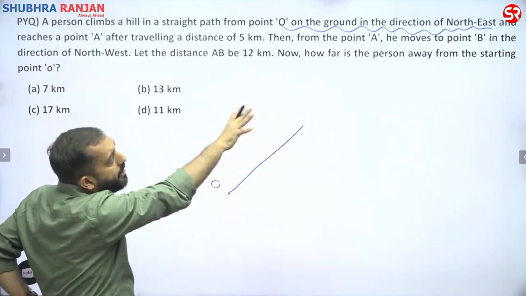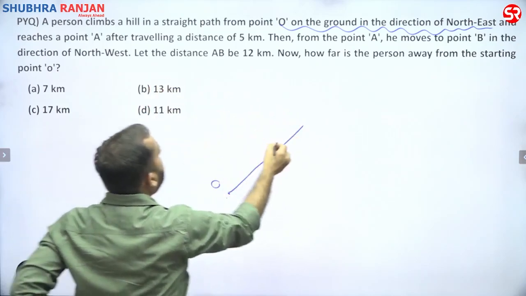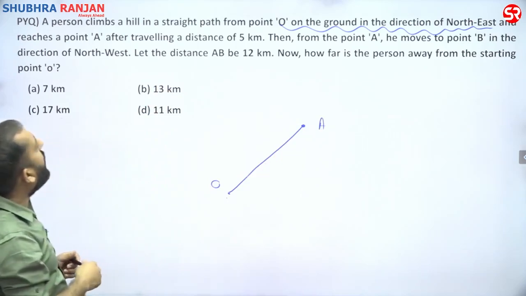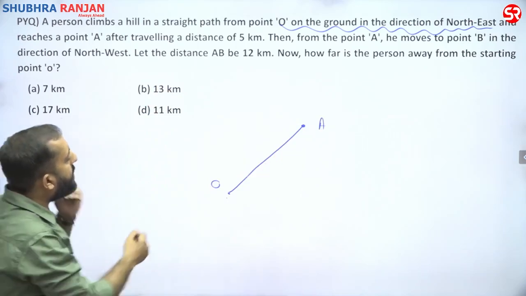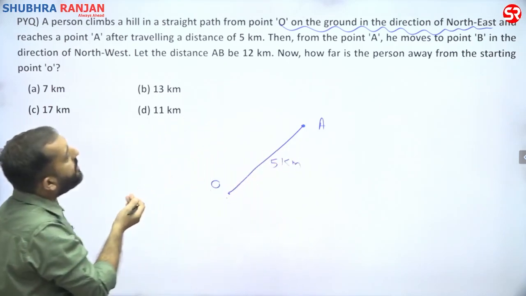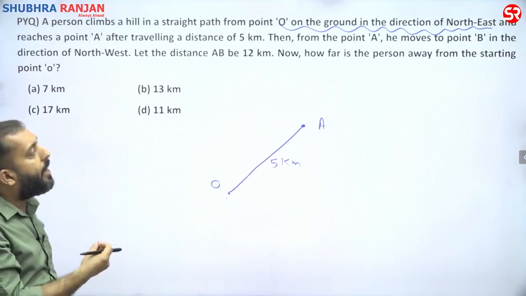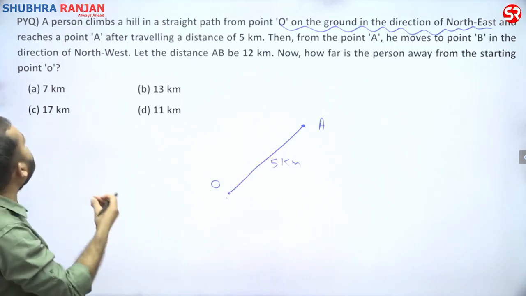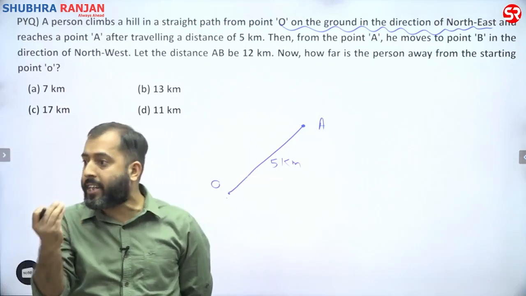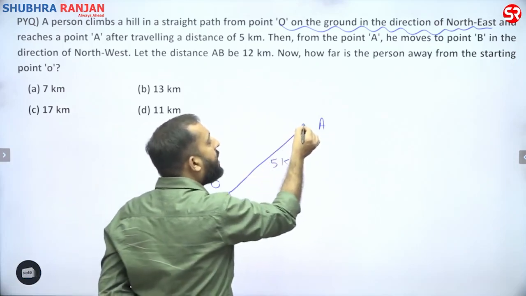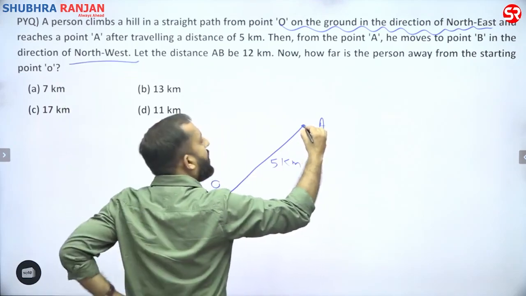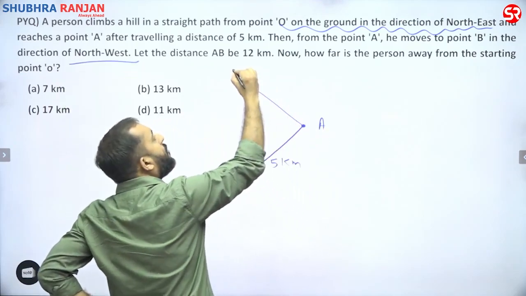So the direction is given, and he reaches point A. Let's say this point is point A. Now after traveling a distance of 5 kilometers, this distance from O to A is 5 kilometers. Then from point A, he moves to point B in the direction of northwest. Now the point of reference is point A. So from point A, he is going northwest. Northwest from point A is going to be like this.